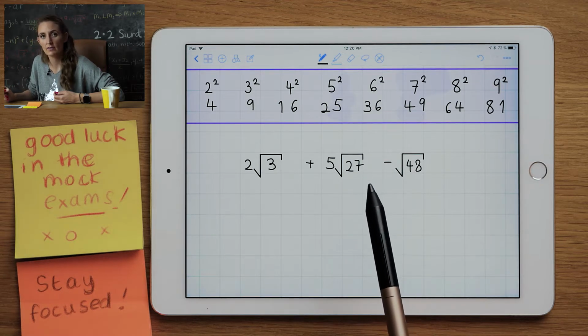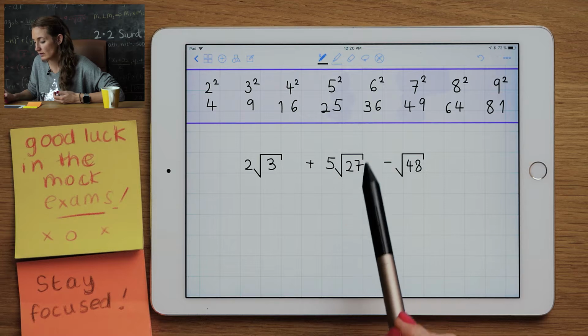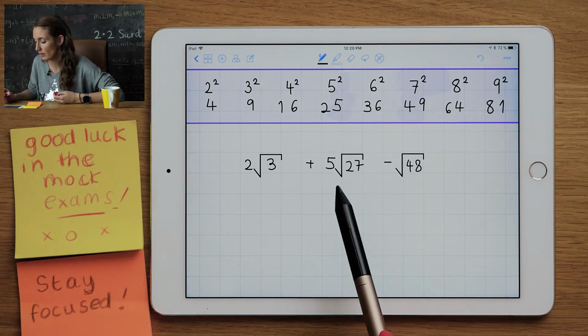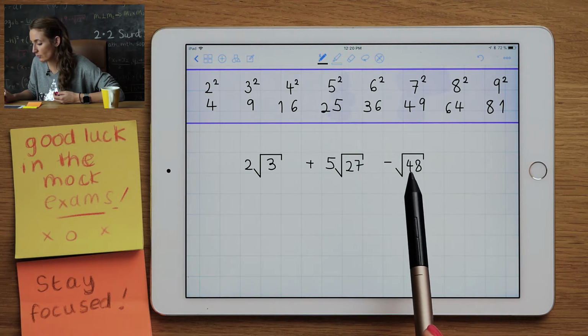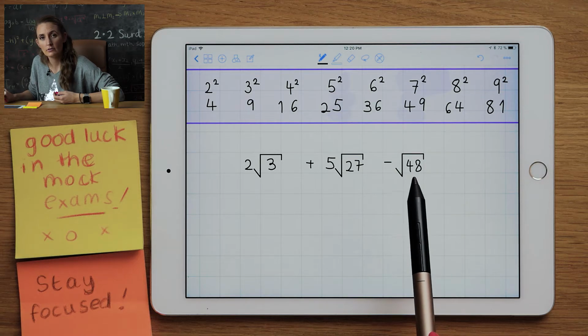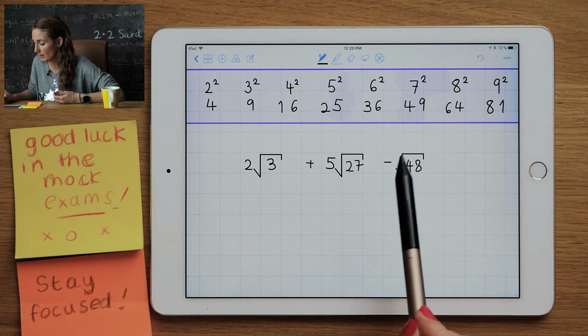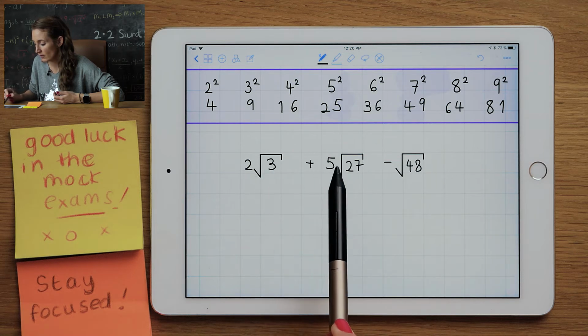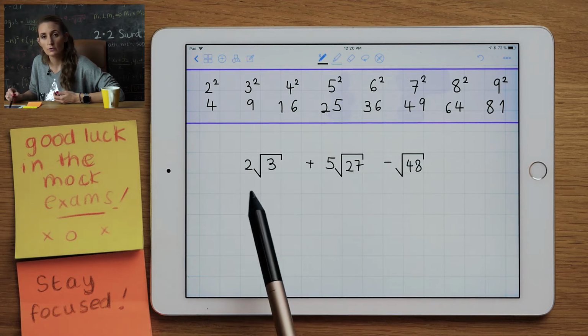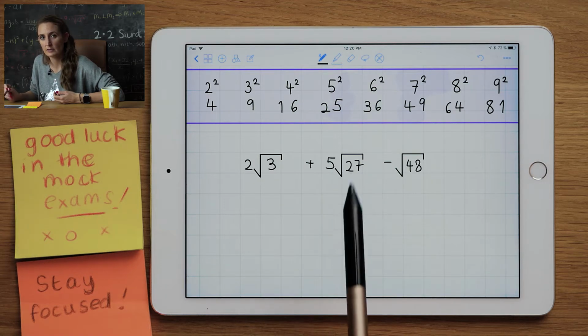27, 2 plus 7 is 9. That's in the 3 times table, so that can be divided by 3. 48, 4 plus 8 is 12. So 12 is in the 3 times table, so this can also be divided by 3. So what we're going to try and do is write them all as square roots of 3s, and then we can add them together more easily.